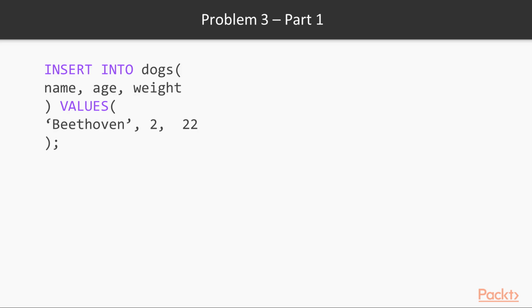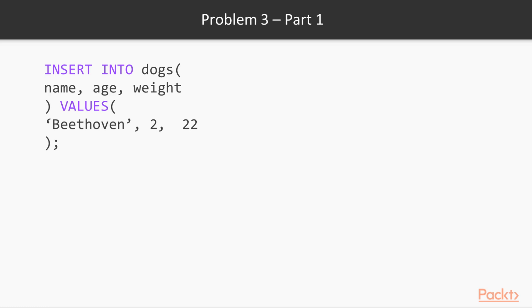INSERT INTO dogs, and then we have the name column, the age column, and the weight column, and then the values. We have Beethoven, 2, and then 22. This is assuming that you still have your dogs table, which hopefully you still have, and the column properties are all the same as what we left them. So this should have worked. Hopefully you're able to get this.